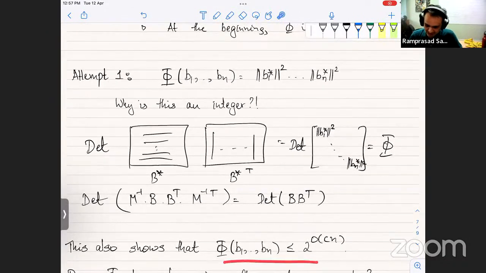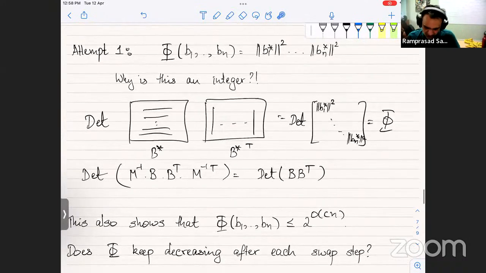By the way, this also tells us that the number cannot be too large to begin with, because in the beginning I was given some bunch of basis vectors. I am told every entry is at most this much. So it'll be some n cross n matrix where all the entries are at most 2 power c or whatever. So you get some bound. It also tells you that your initial value of the potential function is not too large. And here comes the tricky step. Why does phi keep reducing after every swap step?